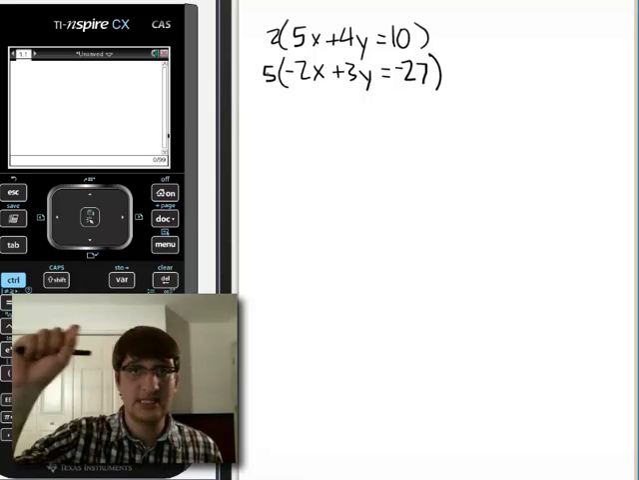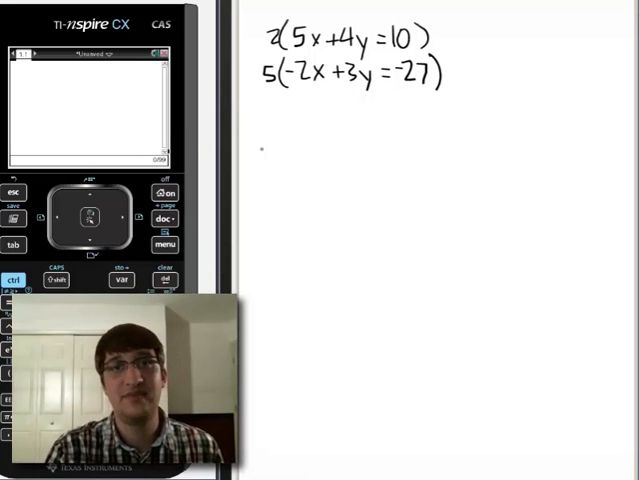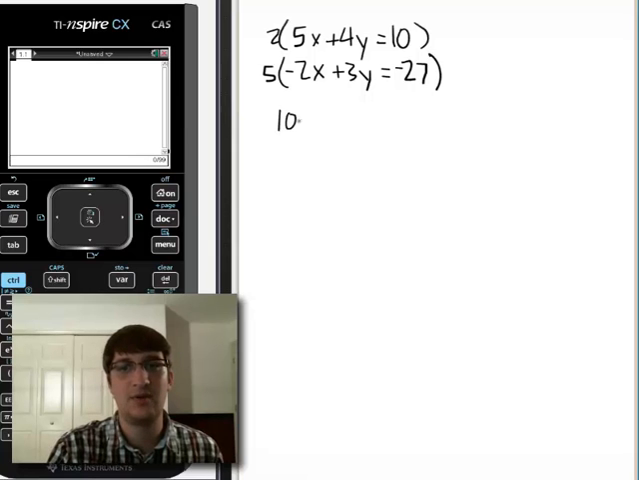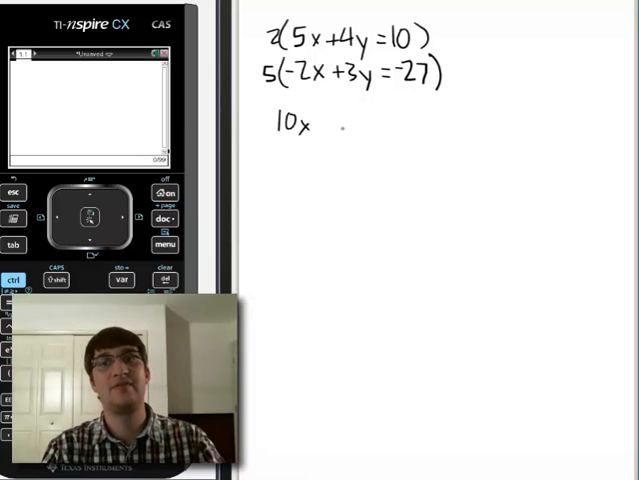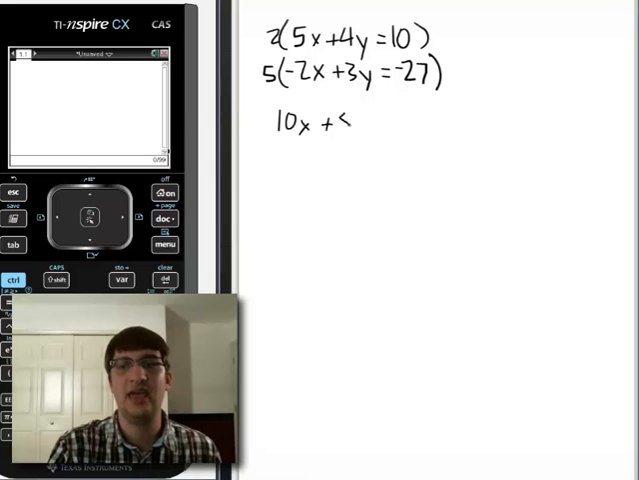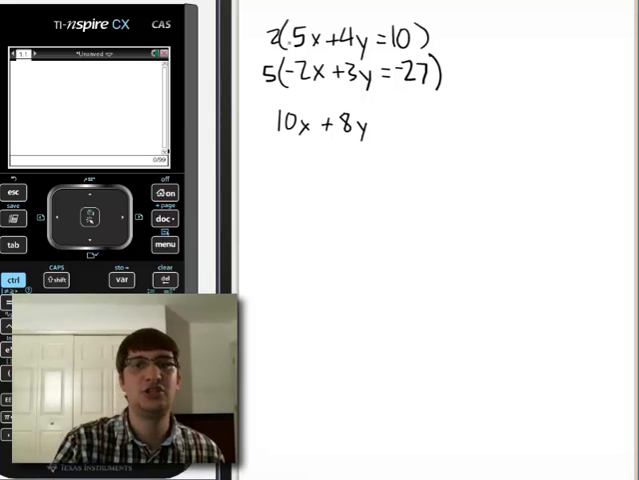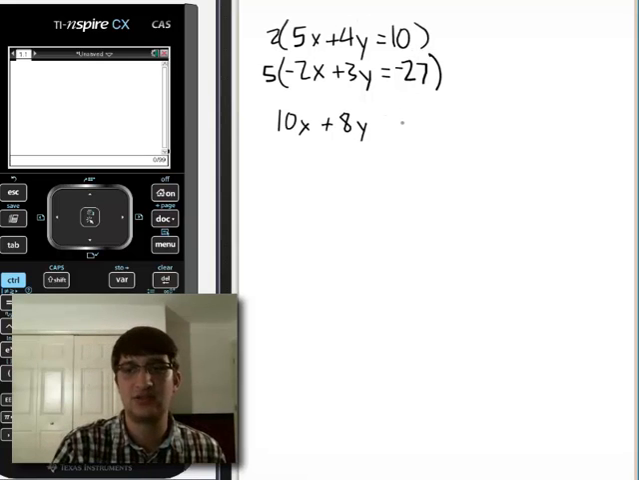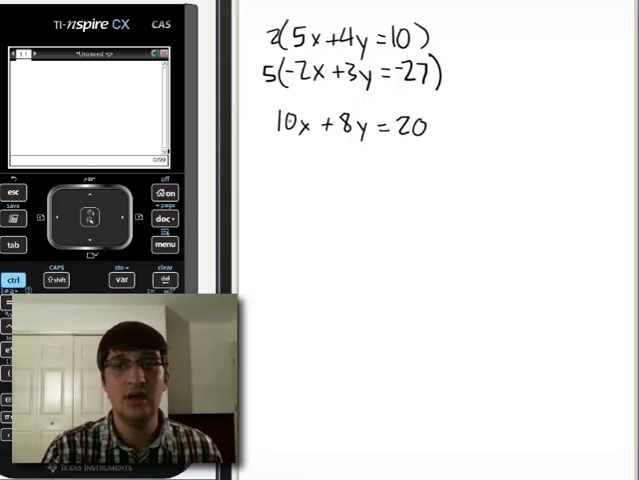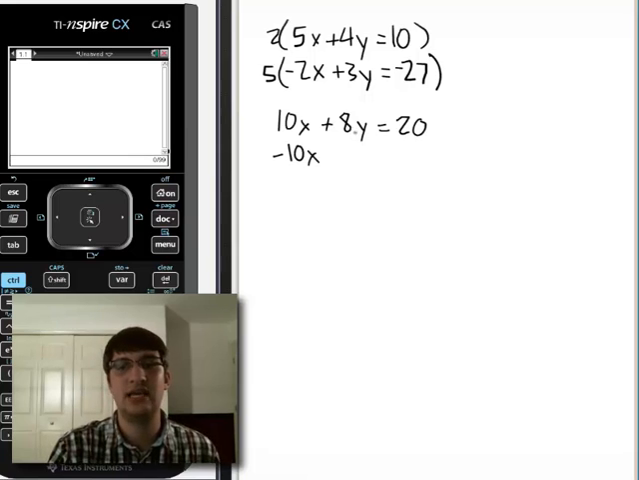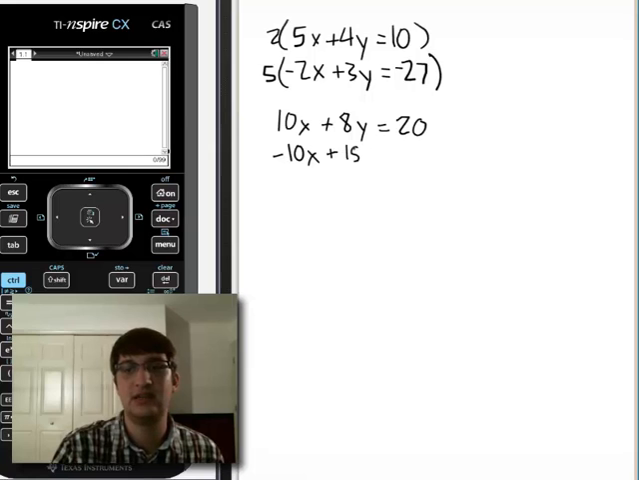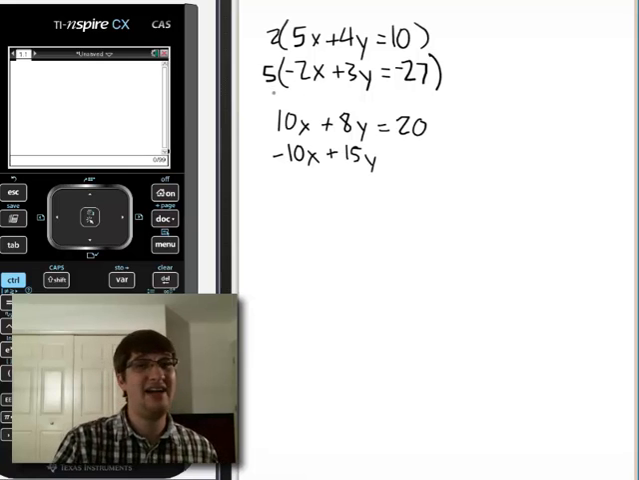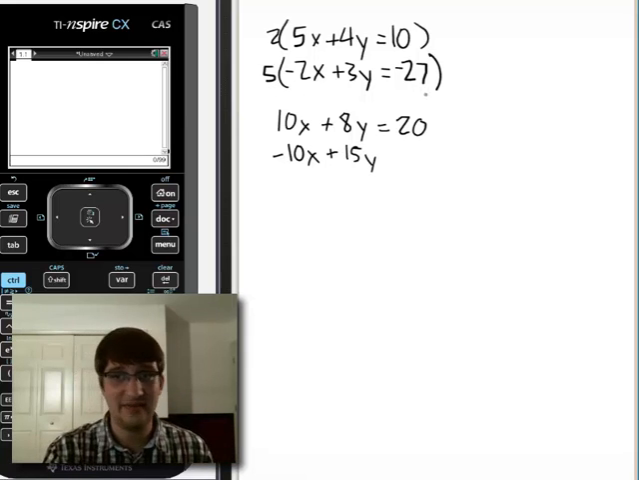Okay, so I'm going to start with the top row. 2 times 5 is going to be the 10x, which is what I wanted. 2 times 4y is just going to give me a positive 8y. And then 2 times 10 is going to give me 20. I'm going to put an equal sign there between the y and the number. 5 times negative 2x is going to give me my opposite number that I needed, negative 10x. 5 times 3y is just going to be my positive 15y. And then 5 times negative 27.